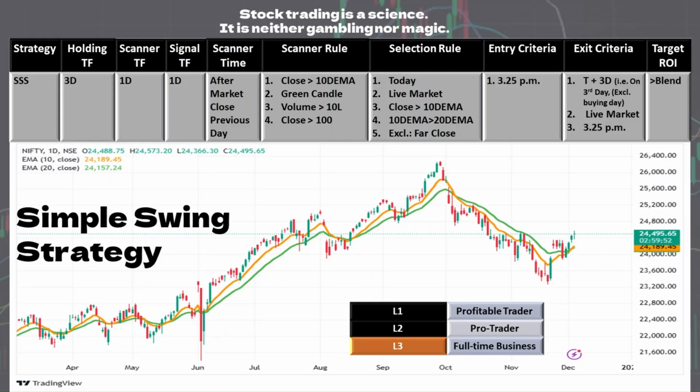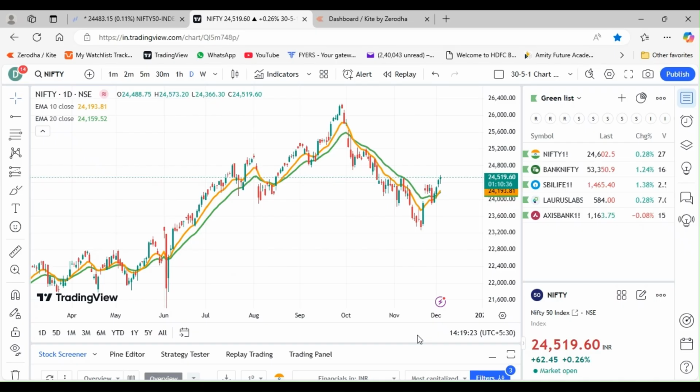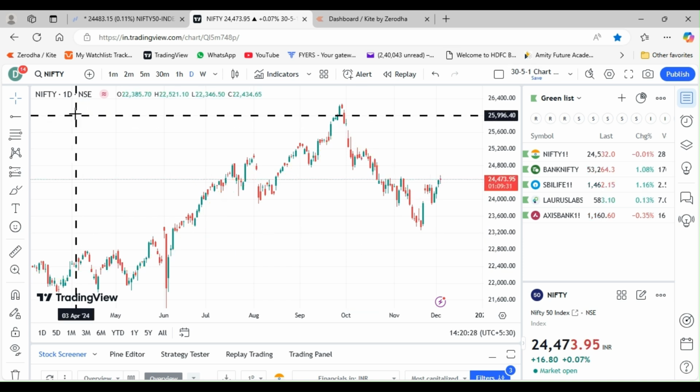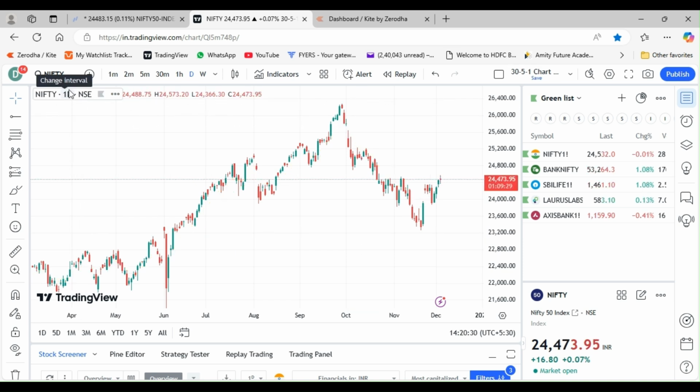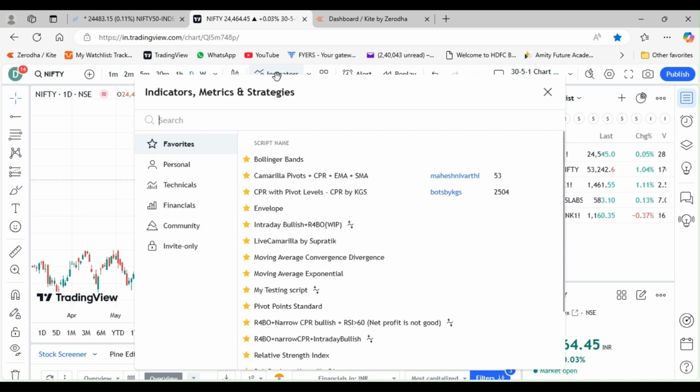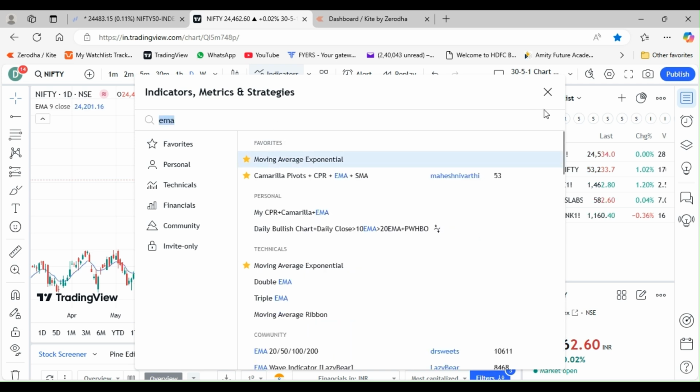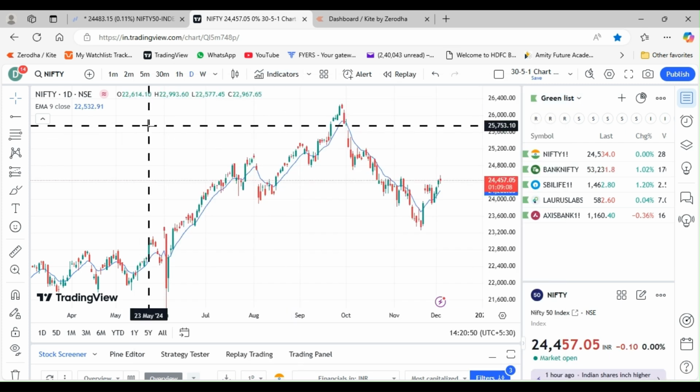This is the SSS strategy that we learned in our previous lesson. Now I will show you this strategy in TradingView. This is the Nifty chart in 1 day time frame. I will go into the indicators here. You can see, and then I'll write EMA. EMA is for exponential moving average.